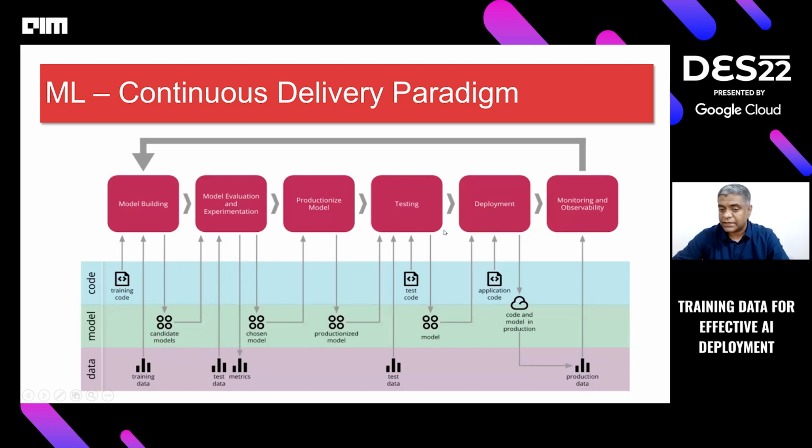This model is further tested by evaluating it against fresh production data to ensure there's minimal training serving skew. Once deployed, this model is continuously monitored and observed to ensure that the model's performance is above a certain threshold. The moment this performance dips, the model has to be retrained with fresh production data.